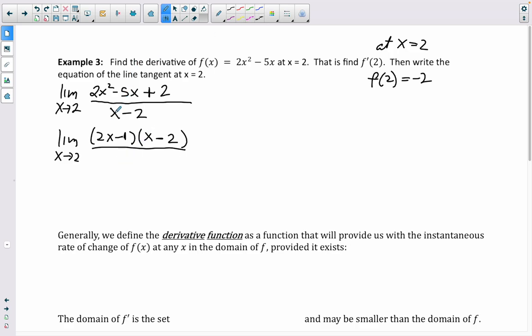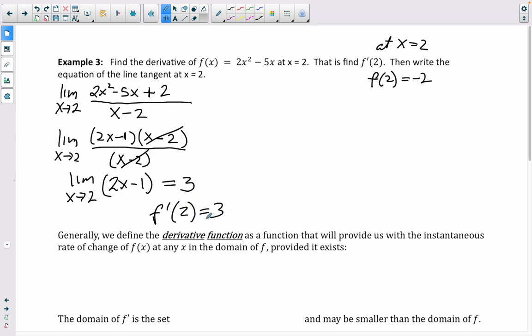Here's a clue. I need to get rid of this x minus 2. One of the factors is probably going to be x minus 2. Again, use what you know is probably going to happen to help guide the problem. So x minus 2, and so these will now divide to 1. And so we're left with the limit as x approaches 2 of 2x minus 1. Now I can just plug in 2, and I get 3. So f prime of 2 is equal to 3.